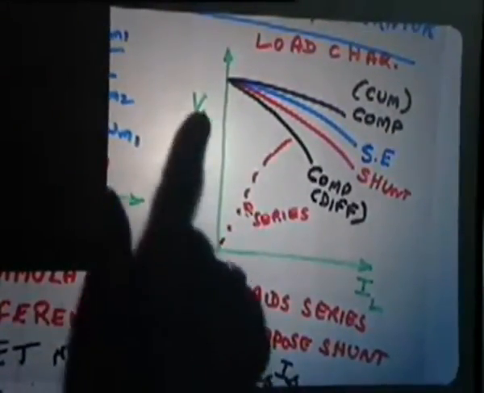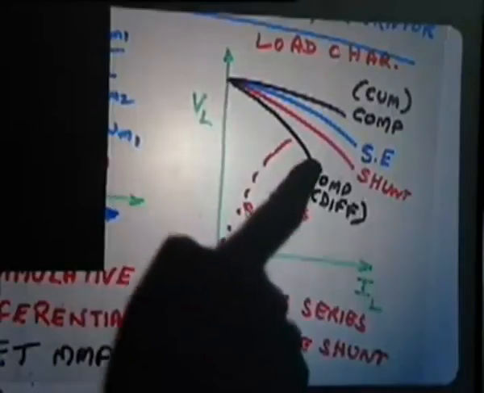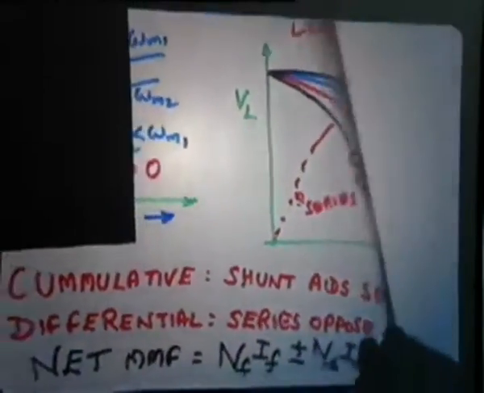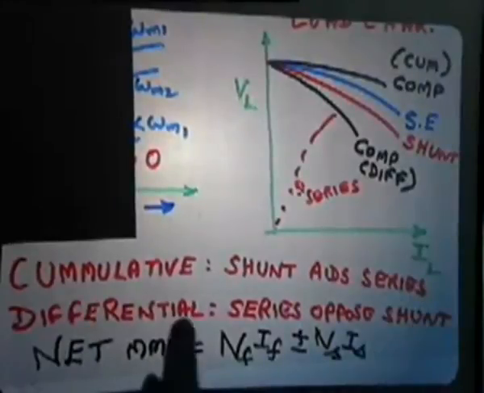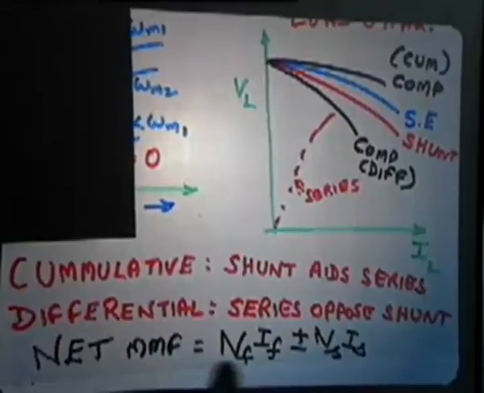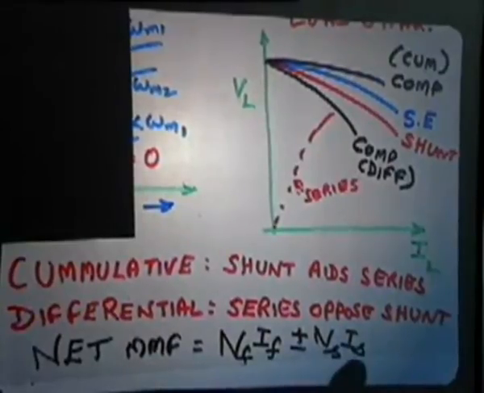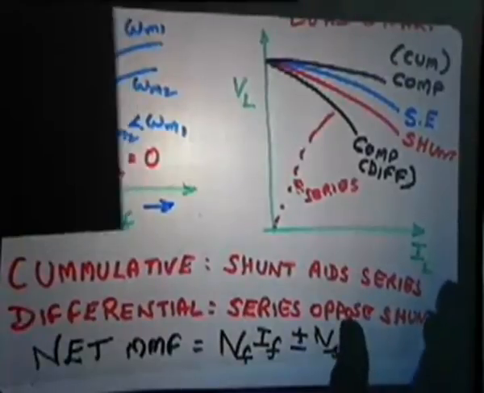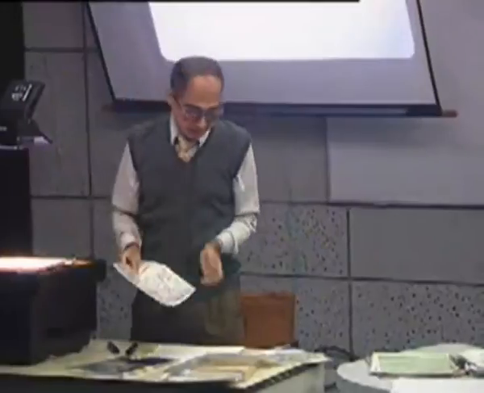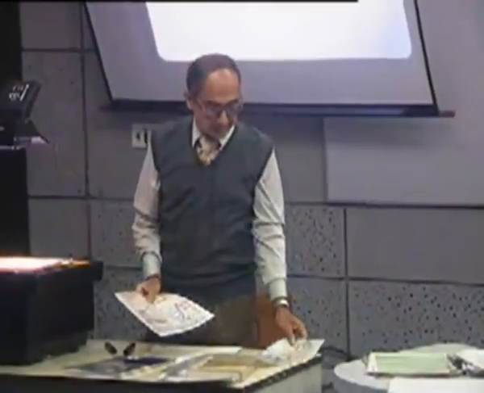So the load characteristics, VL versus IL: this is the shunt, separately excited, cumulative compound, differential compound and series. Because cumulative shunt aids series and differential series opposes the shunt, the net MMF will be NFIF plus or minus NSIS, plus if it is cumulative, minus if it is differential. So these are the important characteristics of a DC generator.